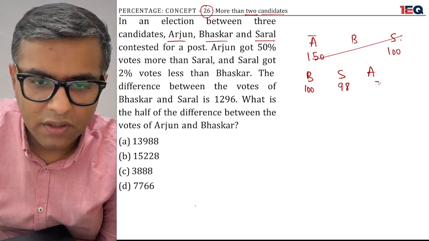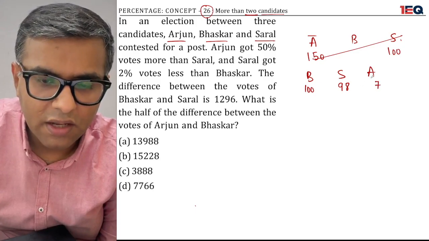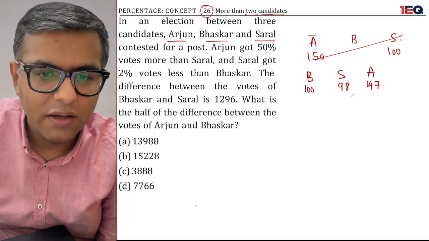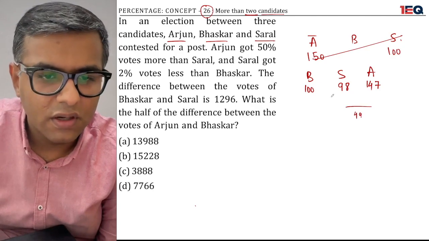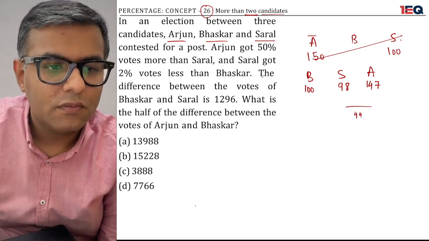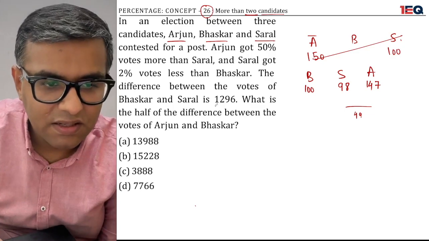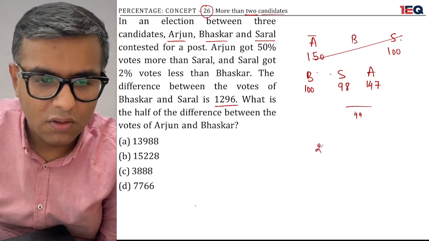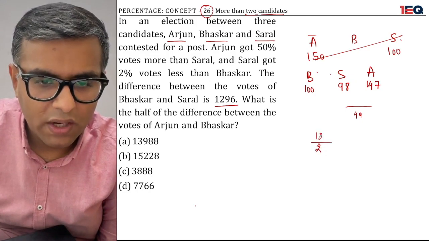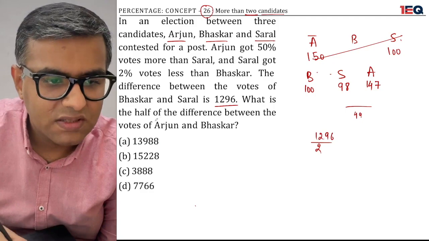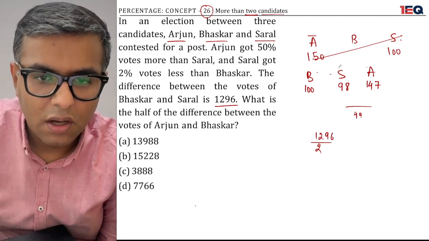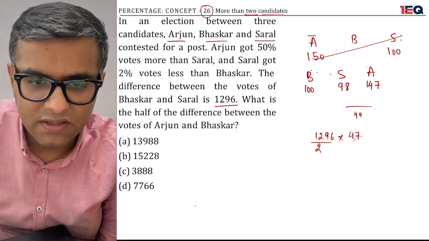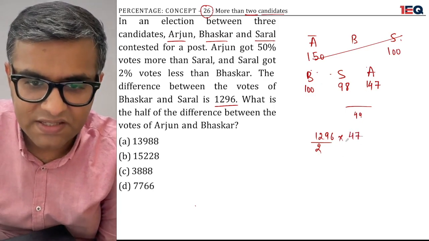So if I add 49 to it, I get 147. So this is 49 higher, the gap is 49 over here, and this is 2% less. The difference between the votes of Bhaskar and Saral is 2. Then what is half the difference between Arjun and Bhaskar? The difference of votes between Arjun and Bhaskar is 47. 147 minus 100 is 47.